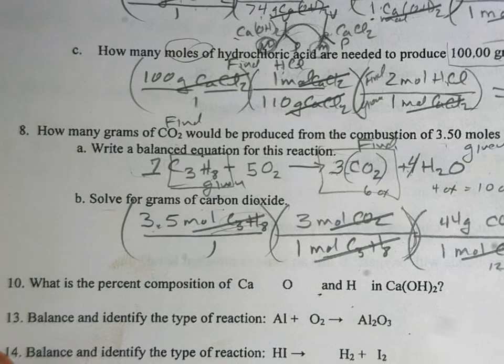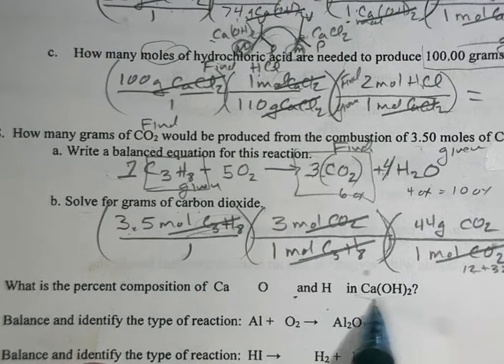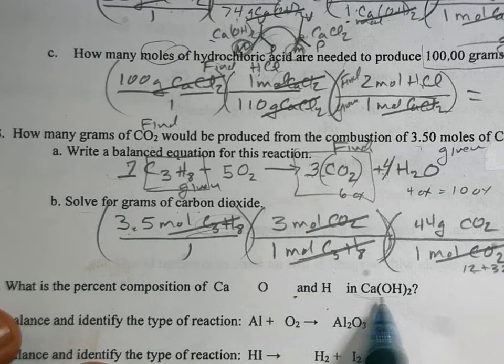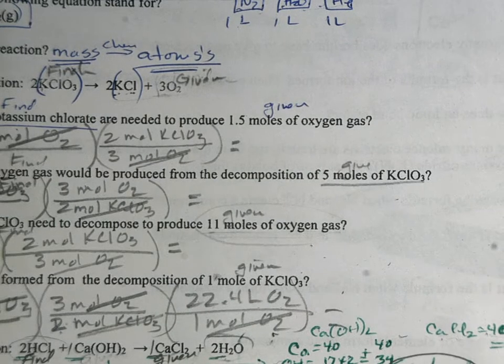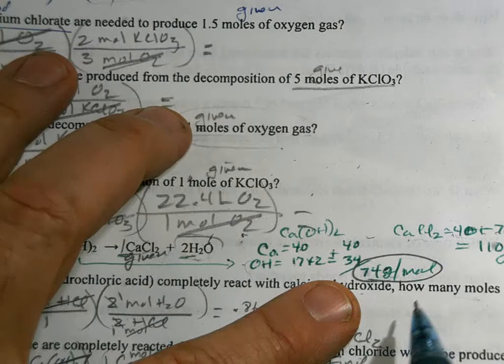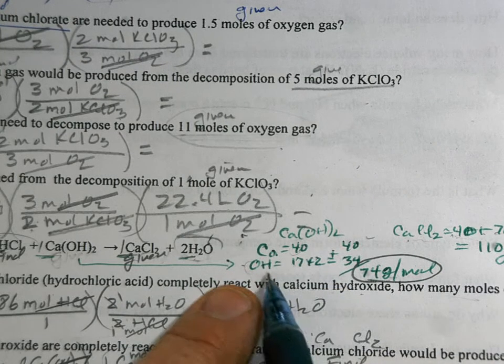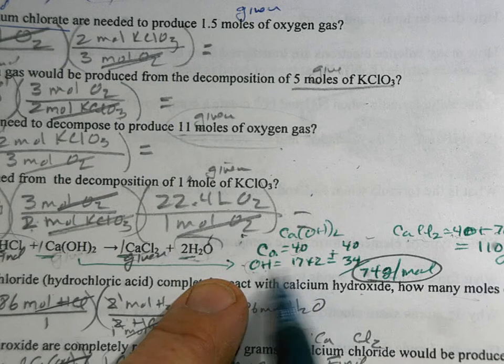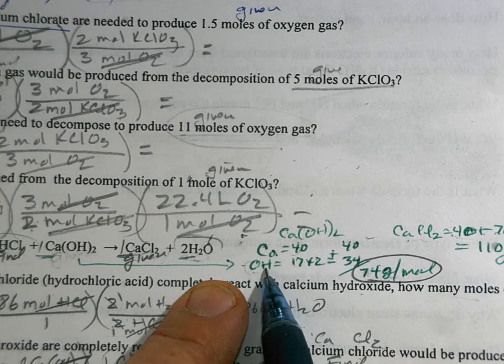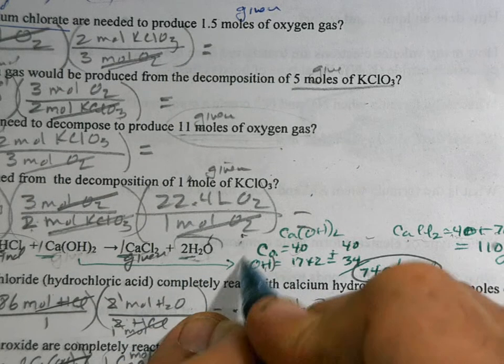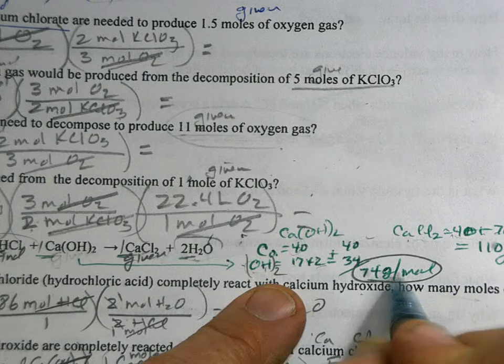Number 10, percent composition in calcium dihydroxide. So we'd worked out earlier in the problem that calcium dihydroxide has a molar mass of 74. I got that by calcium is 40. We have hydroxide, which is 17, 16 plus 1. And there's 2 of those in calcium dihydroxide, so I had to multiply that by 2. So it's 74 grams per mole.